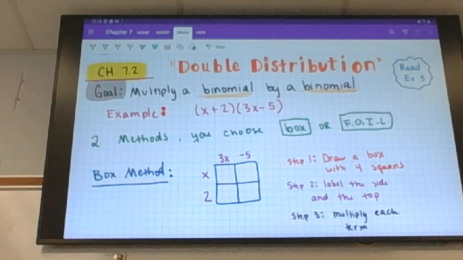Box method. It reminds me of last year, when we did the recessive and dominant trait.